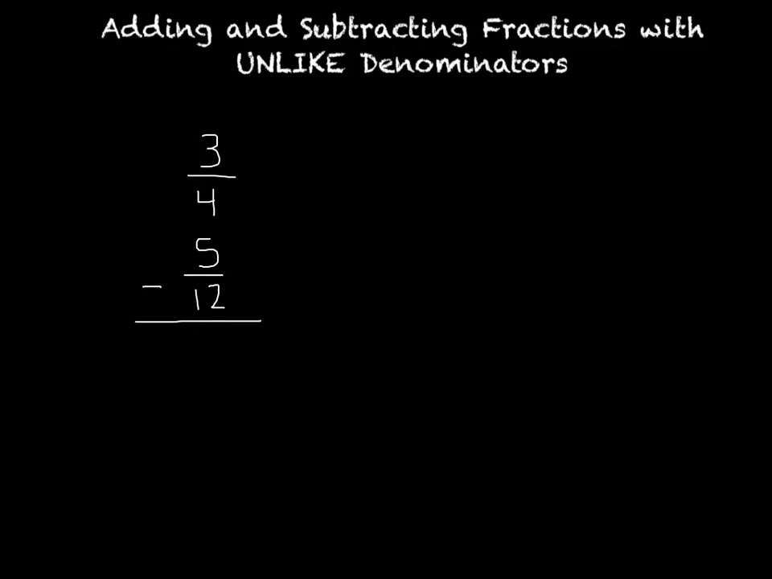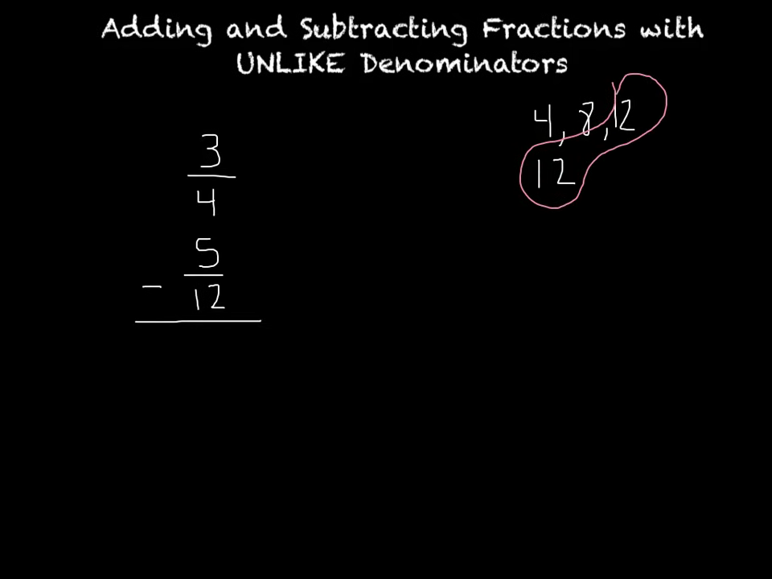So our denominators are not the same. We have to make them the same. The way I'm going to do that, least common multiples again. So I'm going to write my multiples up here. I'm going to start with 4, 8, 12. Woohoo! I can stop. Picked some easy ones this time, didn't I? So 12 is our least common multiple.